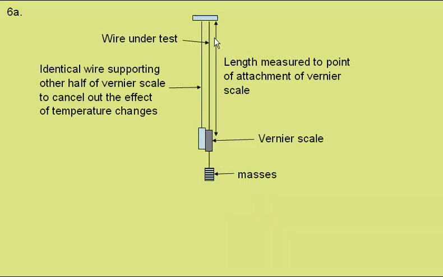Here we have the wire under test, which is supporting some changeable masses and holding one half of a vernier scale. Here we have an identical wire supporting the other half of the vernier scale. Using two identical wires cancels out the effect of any temperature changes during the experiment. This length is measured from the point of attachment at the top to the point of attachment of the vernier scale.